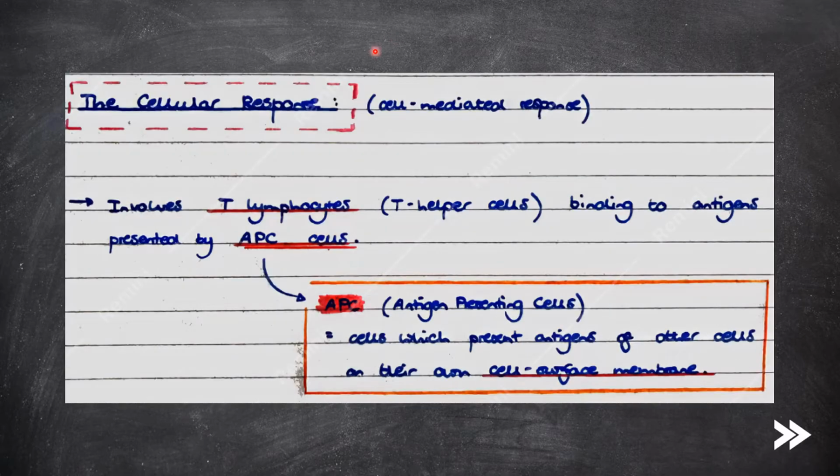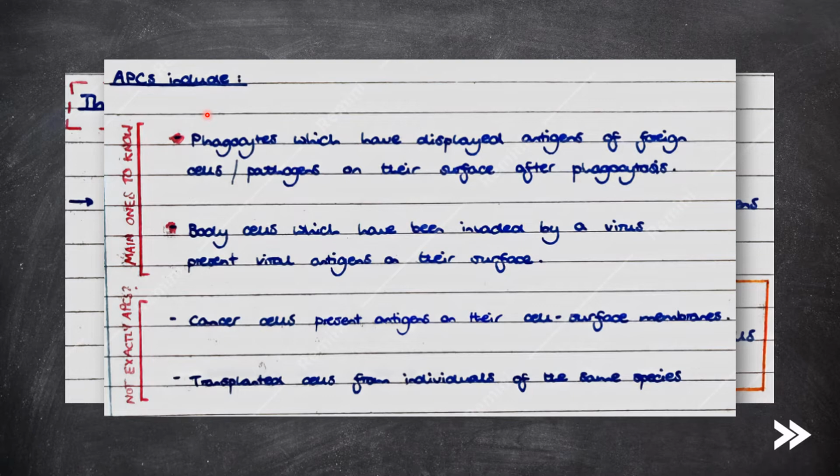So first of all, we have the cellular response. This involves T lymphocytes, T helper cells, binding to antigens presented by antigen-presenting cells, also known as APCs, which are cells that present antigens of other cells on their own cell surface membranes. Antigen-presenting cells include phagocytes, which have displayed antigens of foreign cells or pathogens on their surface after phagocytosis, body cells which have been invaded by a virus and have presented viral antigens on their surface. They also include cancer cells which present antigens on their cell surface membranes and transplanted cells from other individuals of the same species.